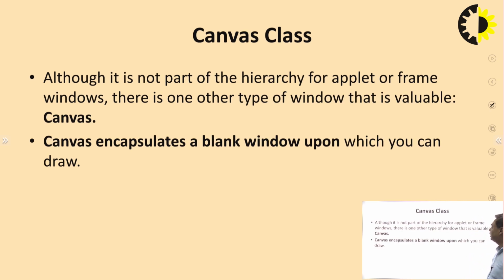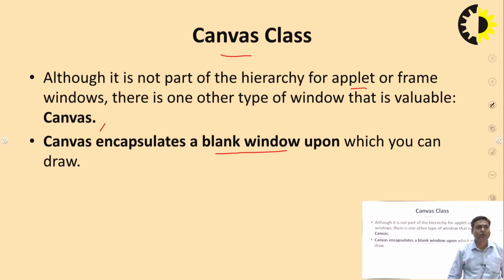Now one more class is available for writing on the GUI application, or you can say drawing on the GUI application, and this class is the Canvas class. Even though it is not mentioned in the hierarchy, this class is available for your working. It is not part of the applet hierarchy that I discussed for the frame window. There is one more class called Canvas. Canvas is just like a blank window on which you can draw anything.